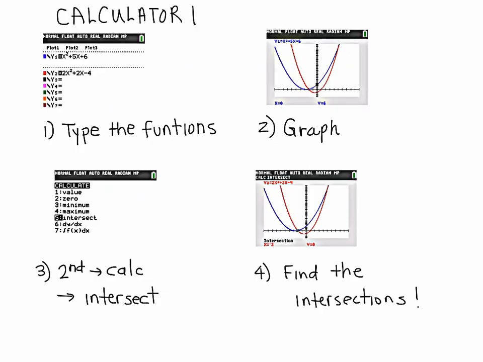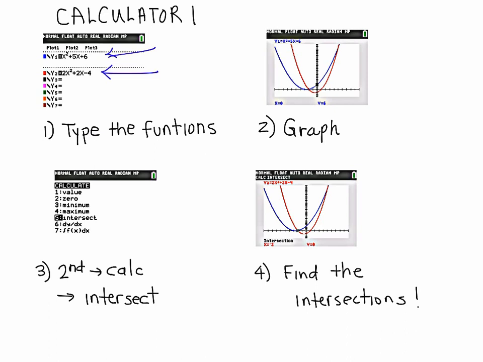The first method that I explained on the previous slide is by typing the equation that y is equal to x squared plus 5x plus 6, and another equation 2x squared plus 2x minus 4. Write them separately. Then you're going to graph these two functions. Since mine is a colored TI-84, it tells me which one is blue and which one is red.